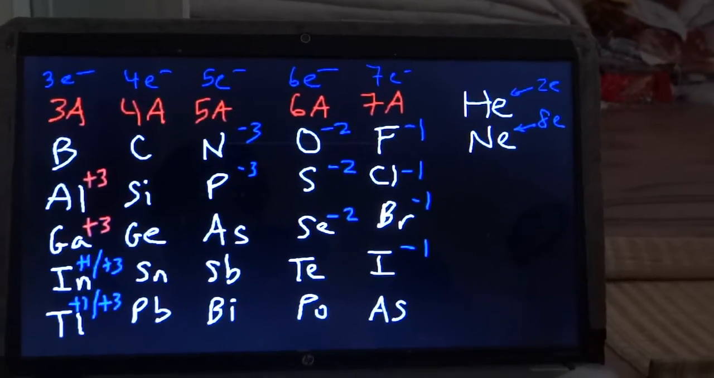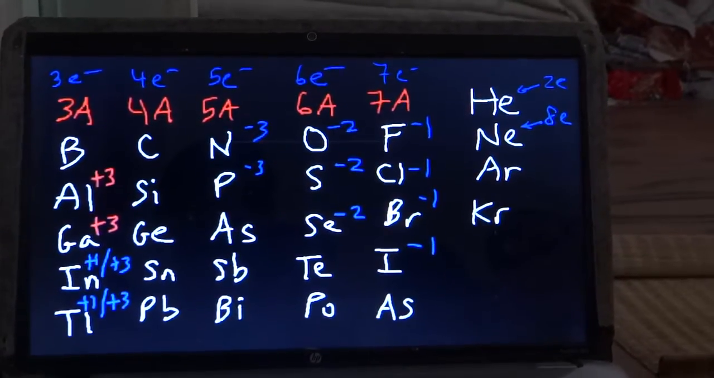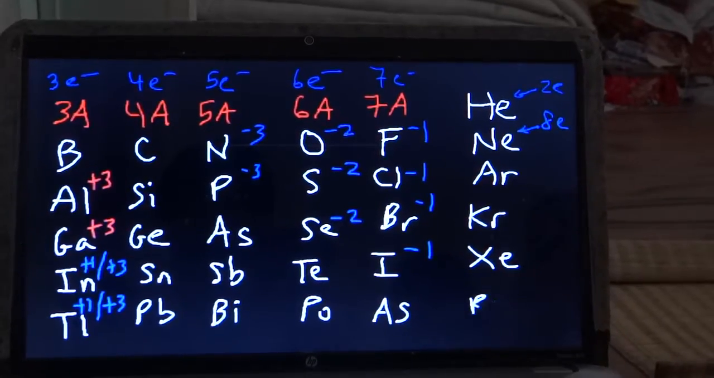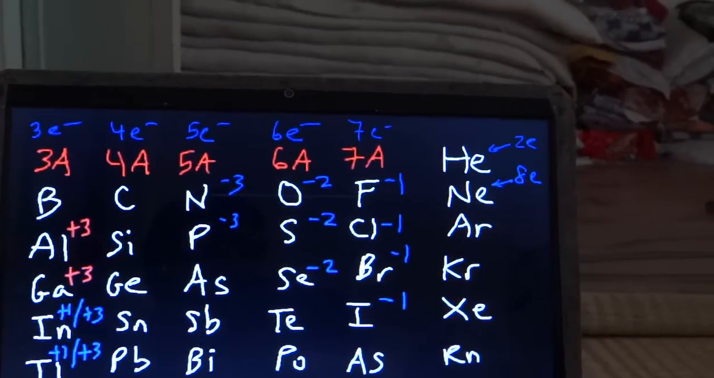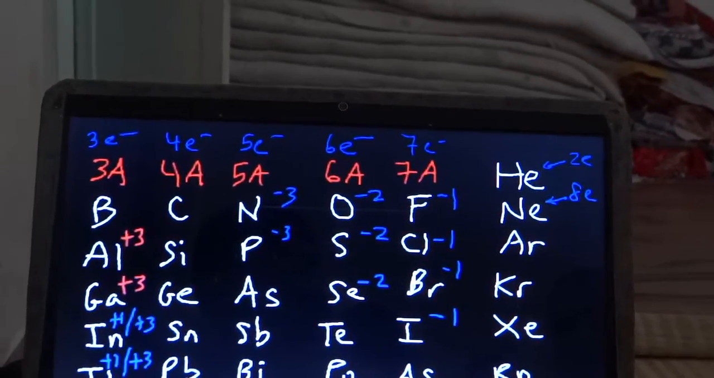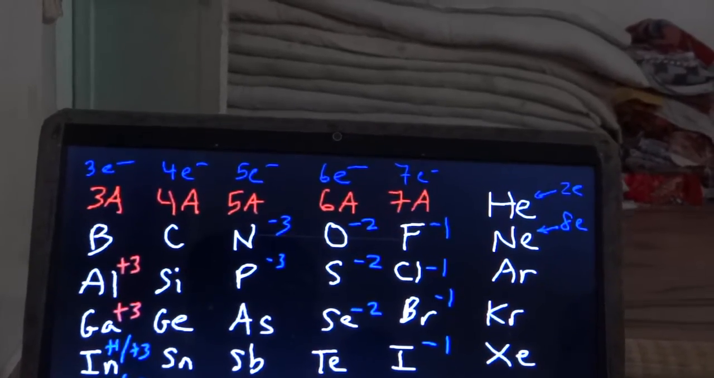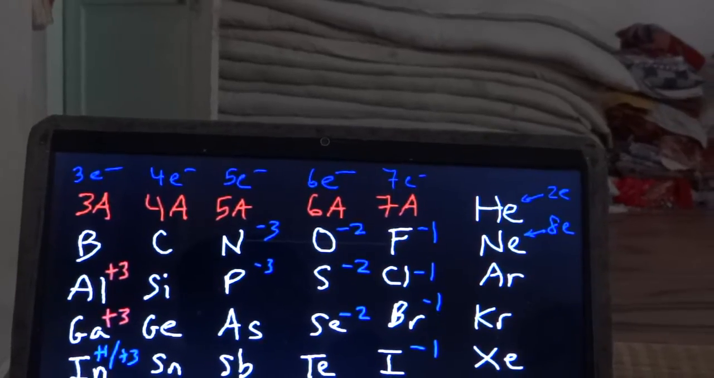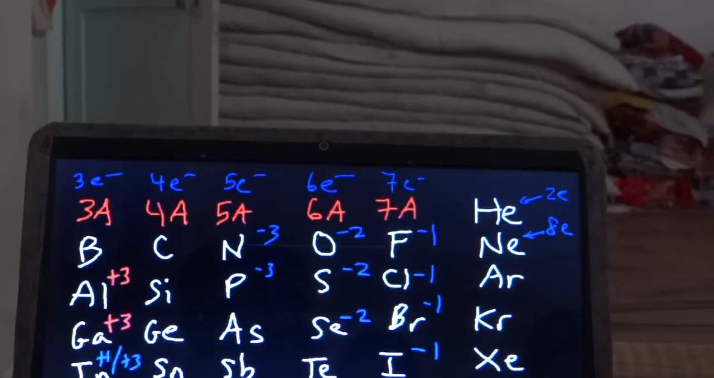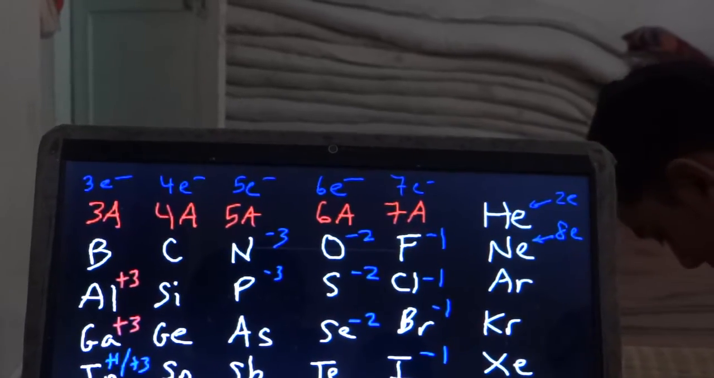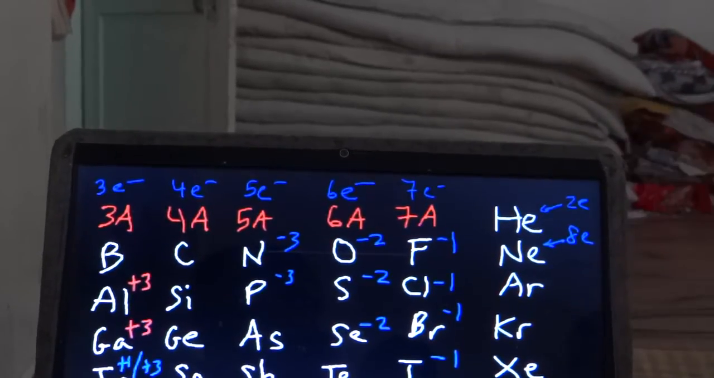And then below neon, you have elements such as argon, krypton, xenon, and radon. The noble gases are chemically inert. They're very stable. They don't really participate much in chemical reactions. Neon has 8 electrons in the outermost orbit. Helium's outermost is only 2, because in the first orbit only 2 electrons can be accommodated.